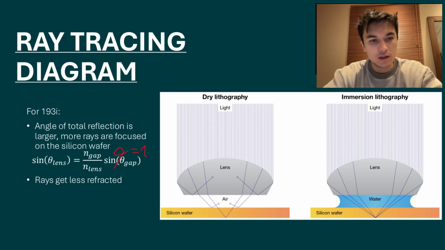Also, because of water, the rays get less refracted, so we can move the lens further away from the wafer, so the focal point is still at the level of the silicon wafer.